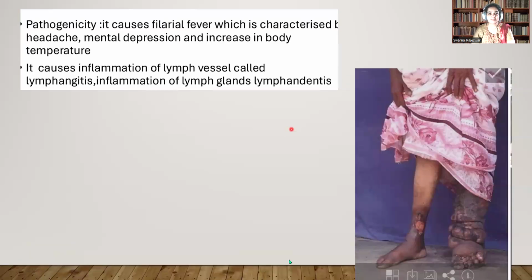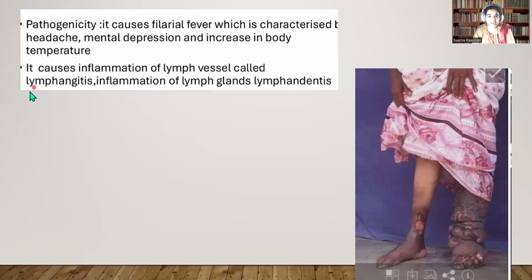So what is the pathogenesis? When we see the pathogenesis of this filarial worm, it mainly causes fever, which we call filarial fever, mainly characterized by severe headache, mental depression and increase in the body temperature. And it causes mainly inflammation of the lymph vessels, mainly in the legs, where the skin also becomes very rough. Means it causes the inflammation of the lymph vessel.